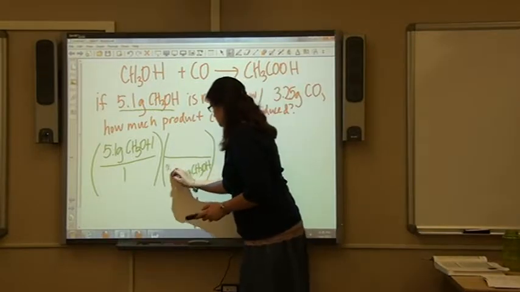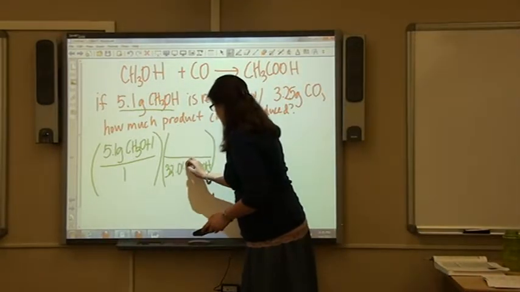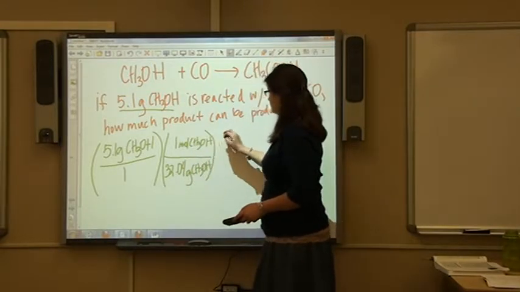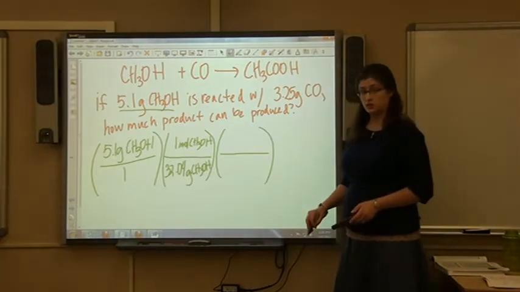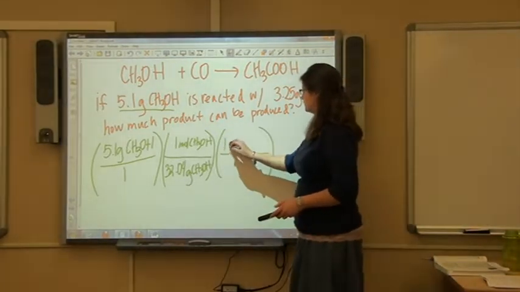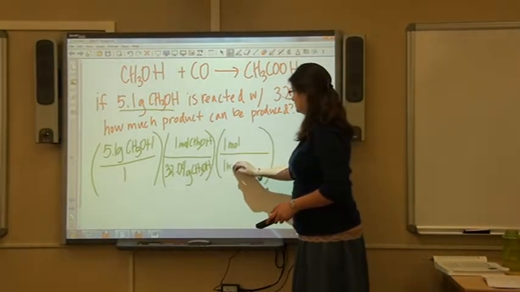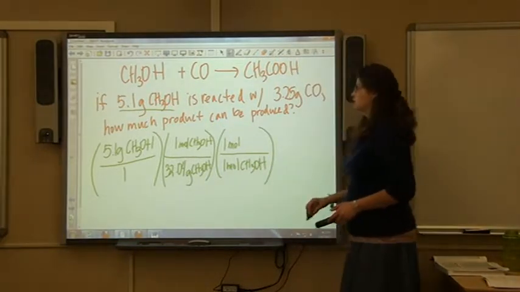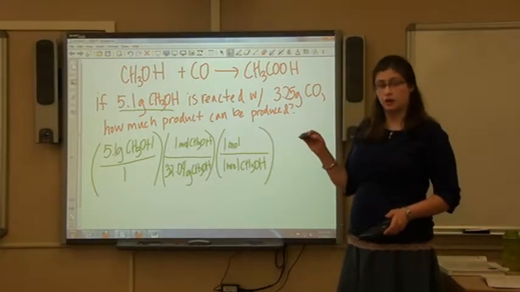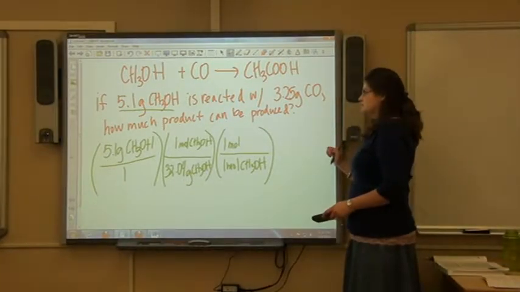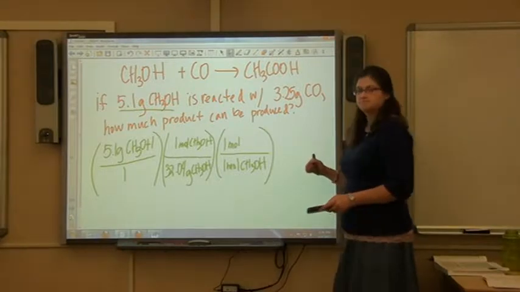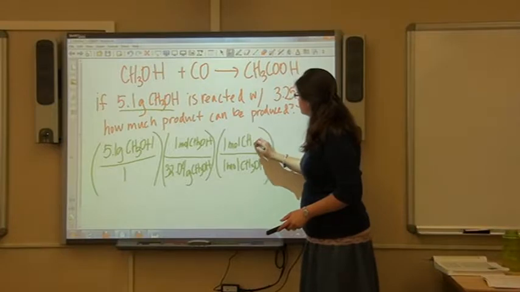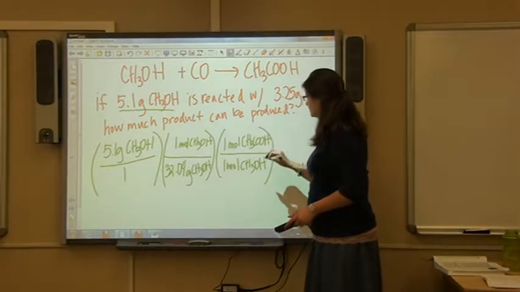Your formula weight is 32.04 grams, and that's always per 1 mole. Here's your tricky step. All of the coefficients in this equation are 1. What is species B? It's your product. Acetic acid.